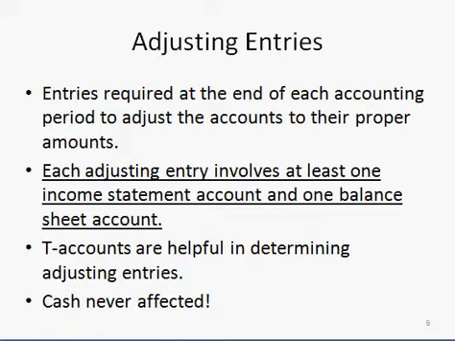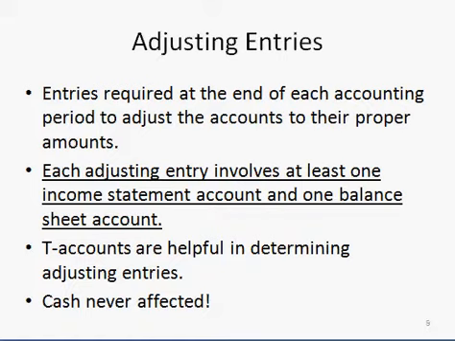Each adjusting entry involves at least one income statement account and one balance sheet account. That's why it's so important that you know that on the balance sheet you've got assets, liabilities, stockholders' equity, and on the income statement you've got revenue and expenses. Because when we get ready to make adjusting entries, if you can figure out an income statement account, then you know that the next entry is going to be a balance sheet account, and it kind of helps you figure it out.